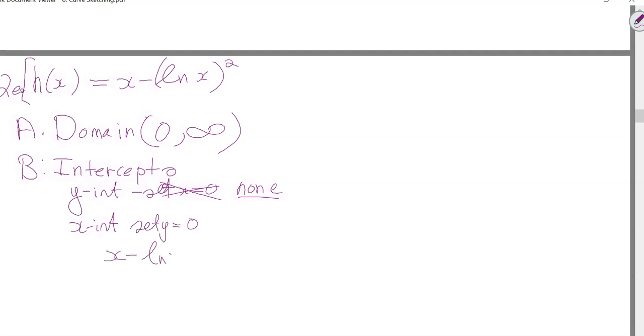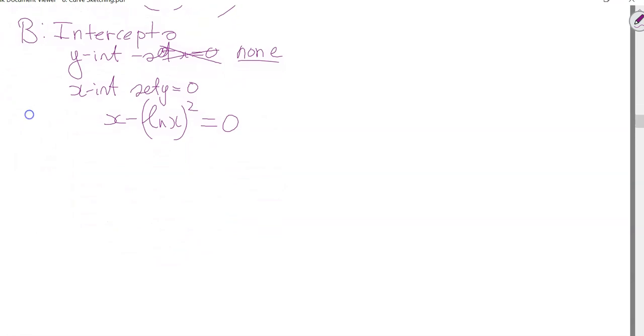What do we got? X minus the ln of x quantity squared equals 0. Well, then x is going to equal ln x squared. So now what? Oh, maybe that's why they had the root x. We're going to unsquare this. What's the left side going to be? Plus or minus root x. Right? So remember the plus or minus.